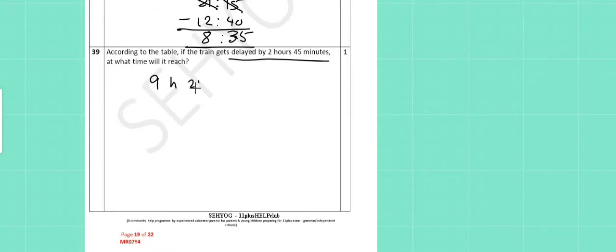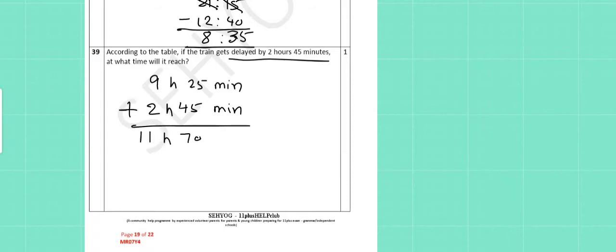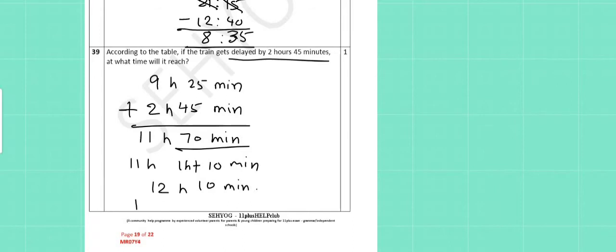Now in question number 39, if the train gets delayed by 2 hours and 45 minutes, at what time will it reach? So starting from the regular departure time, we are adding 2 hours 45 minutes delay time and we are getting 11 hours 70 minutes. So 70 minutes again dividing by 60, we get 1 hour 10 minutes. So 11 plus 1, 12 hours and 10 minutes. So our answer is 12:10 p.m.